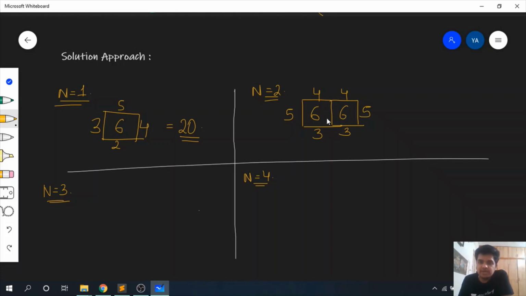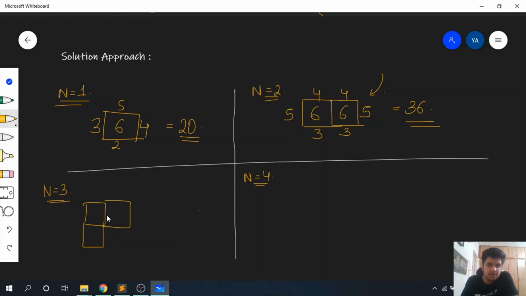So what will be this sum? Let us calculate. 4 plus 6 plus 3 plus 5. This is equal to 18, and 18 into 2 is equal to 36. So for n is equal to 2, this is the best placement of the dice. Now let's move on to n is equal to 3. For n is equal to 3, we will have something like this. So this will be the placement.